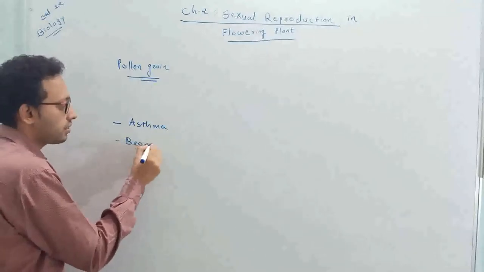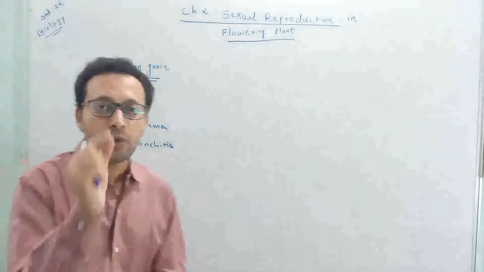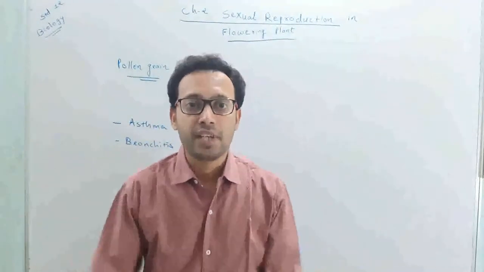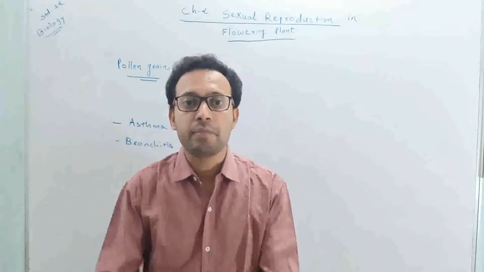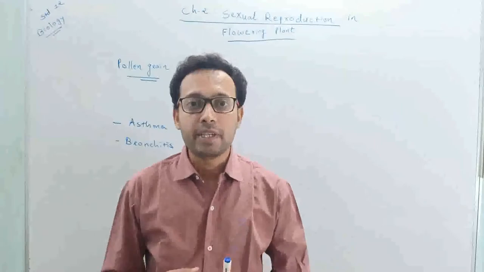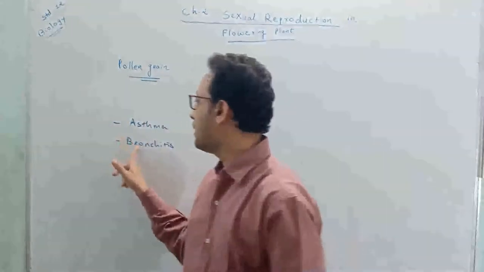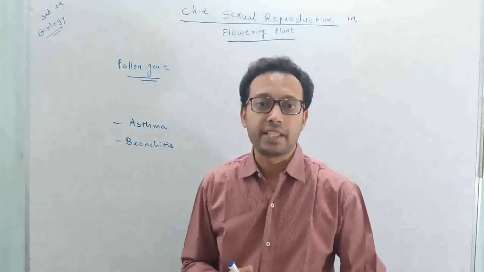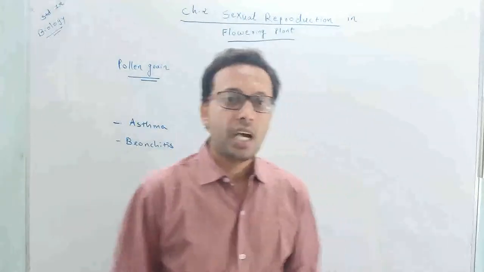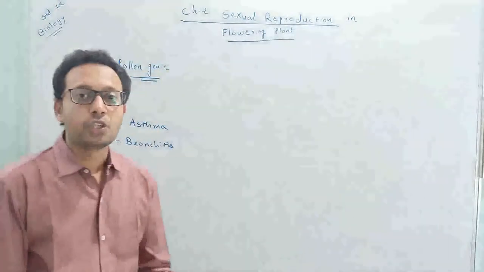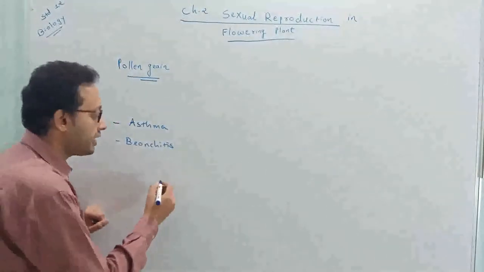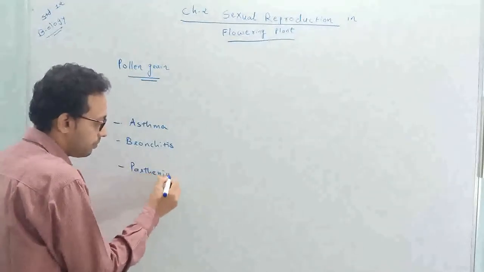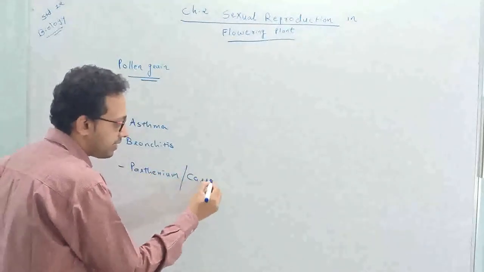bronchitis. This develops because they are small in size, 25 to 50 micrometer, and they remain suspended in the atmosphere. When you inhale, the pollen grain may go into your respiratory system, and they may lead to respiratory disorders like asthma and bronchitis, or it may cause chronic afflictions of allergy-like conditions. How does this occur, or which pollen grains are more likely to cause this kind of respiratory disorder? The pollen grain obtained from a plant called Parthenium or carrot grass.